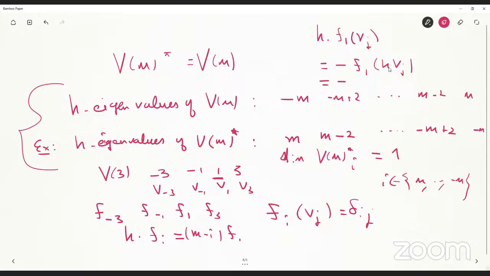This is minus. So HVj is going to be what? Whatever j is, that j is going to come out. So F1 of HVj, then this j comes out: minus j F1 of Vj. But what is F1 of Vj going to be? That is the question. F1 of Vj is delta 1j, no? So it's going to be a multiple of F1 only.